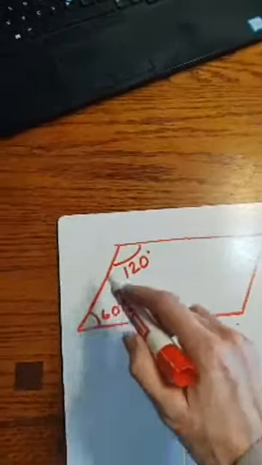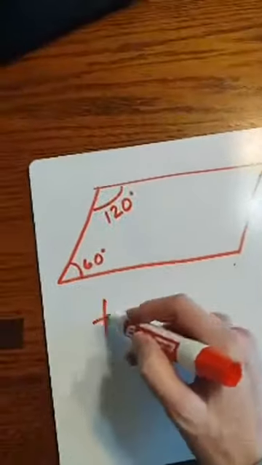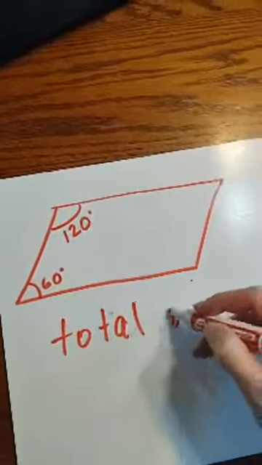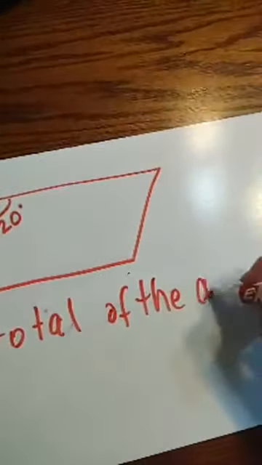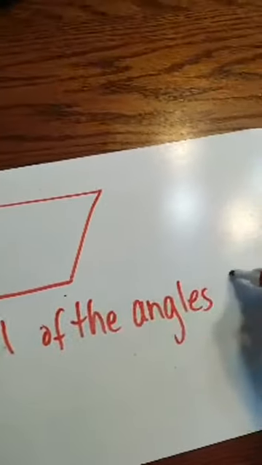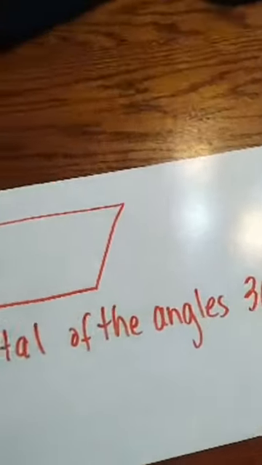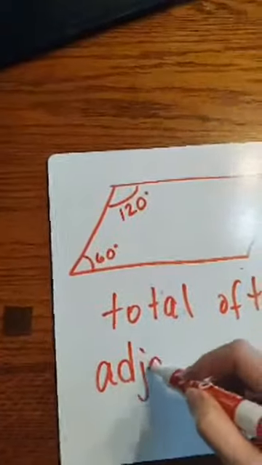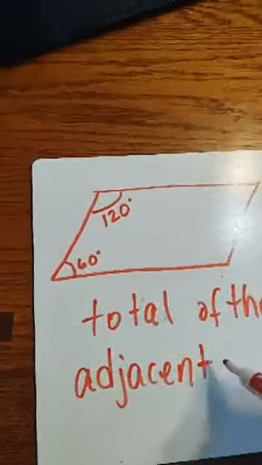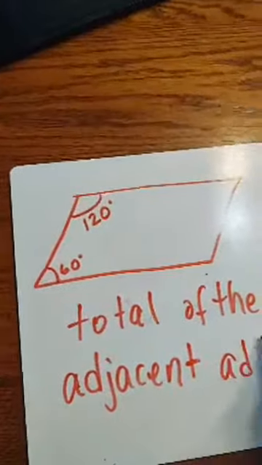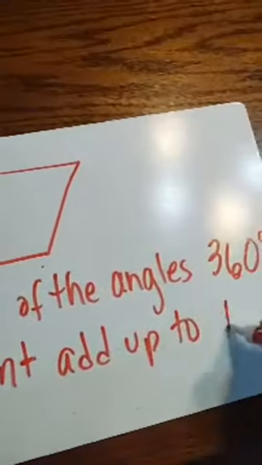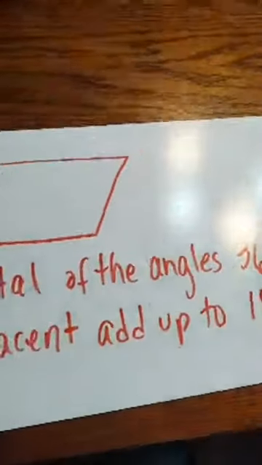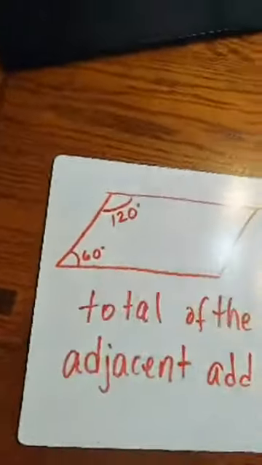All right, so now when we talk about the angle measures, all four of these angles, if we added them up, the total of the angles is going to add up to 360 degrees, okay? And our adjacent angles, meaning angles next to each other, add up to 180. They're half of that, right? Because they're half of the angles.